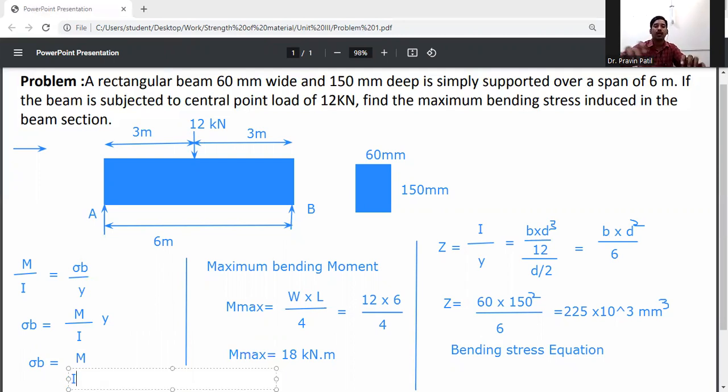So it will be I by y, which means it is Z. So sigma b is equal to M by Z. Z is the section modulus; I by y means it is Z. Okay, put all these values here.